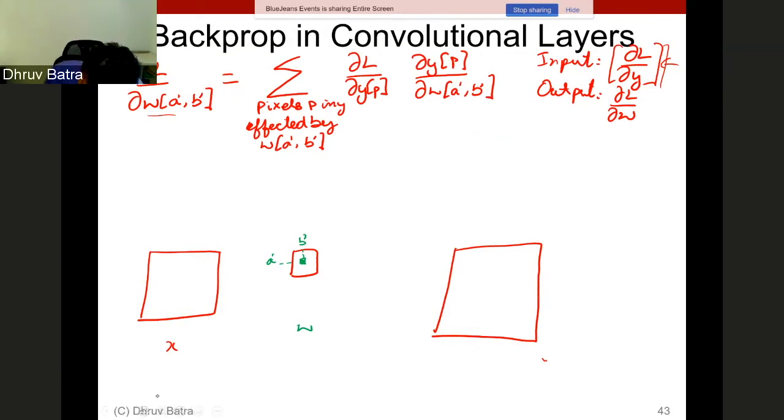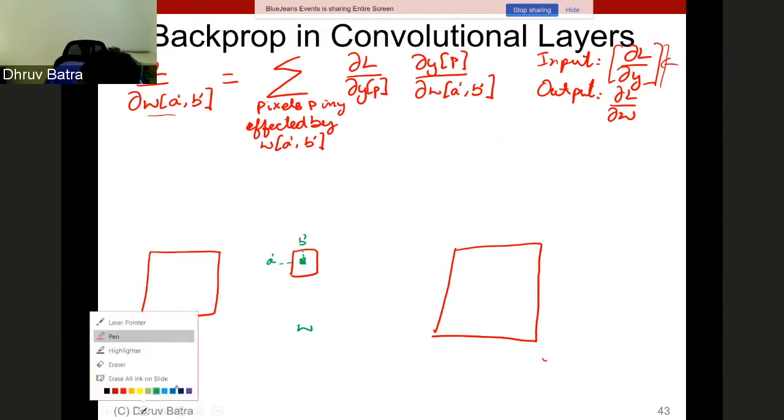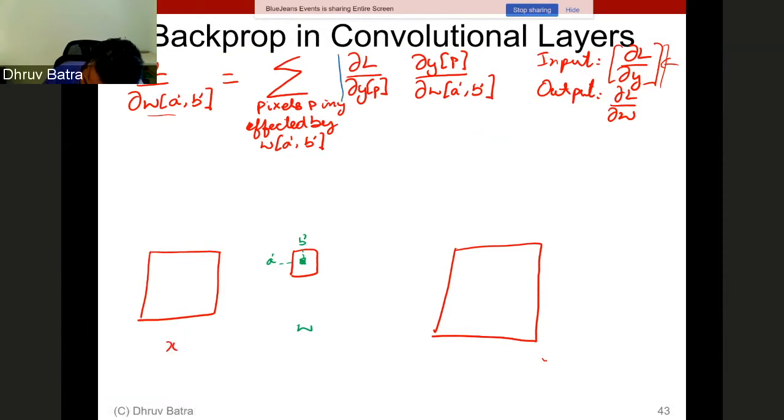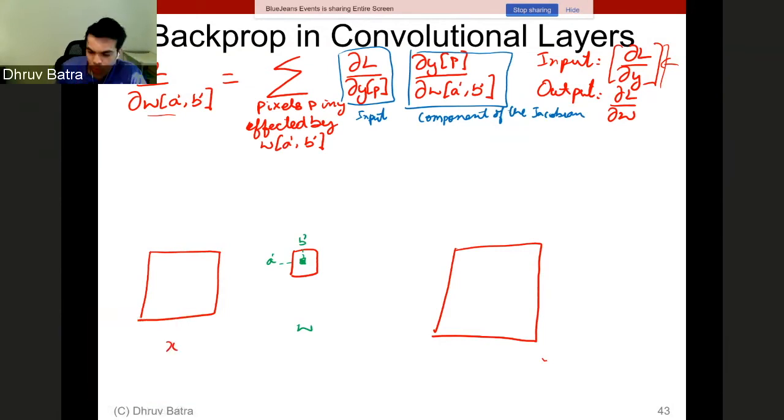Let me use another color. So this right here is my input in backprop, and this right here is a component of the layer Jacobian, right? It's an entry in the Jacobian. So that's what I have to implement now. So first questions first. Let's just deal with this mess right here. Pixels affected by W A prime B prime.